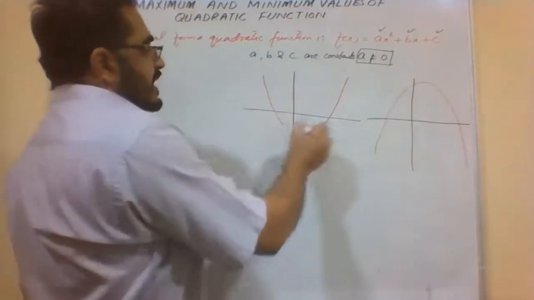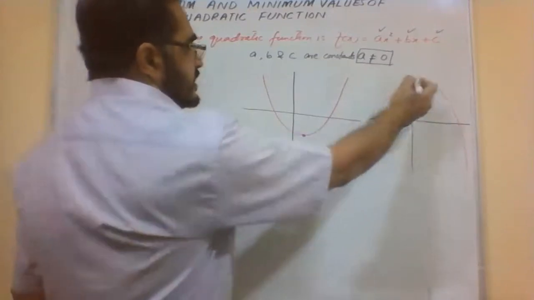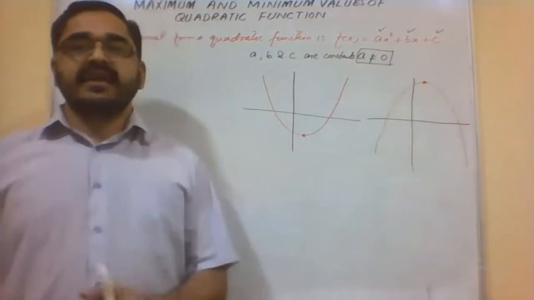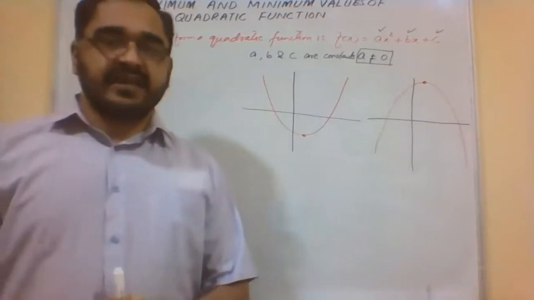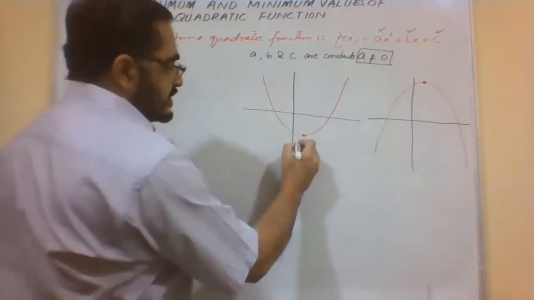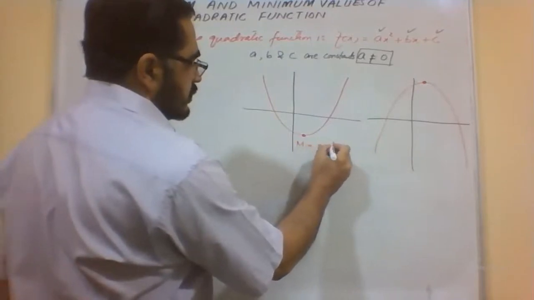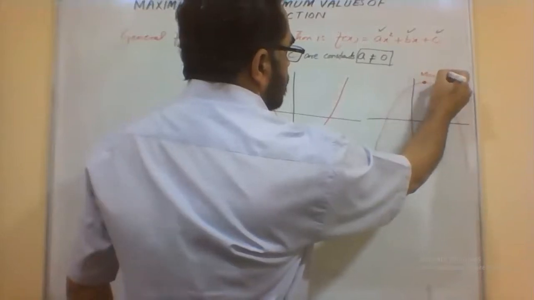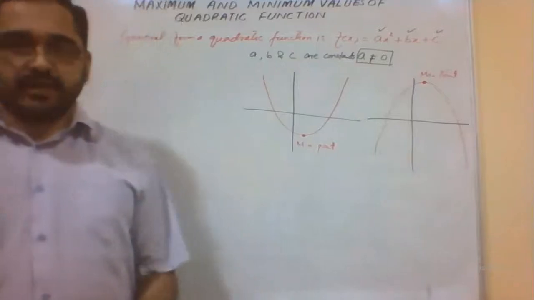When the graph is like this, this is the minimum point. This one is a turning point, and here is another turning point. These two are the turning points. This point we can say is the minimum point, and this point we can say is the maximum point.